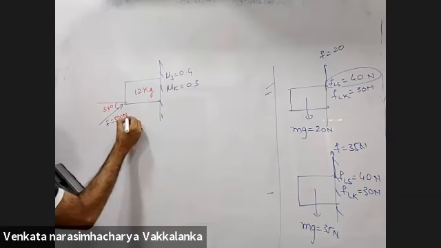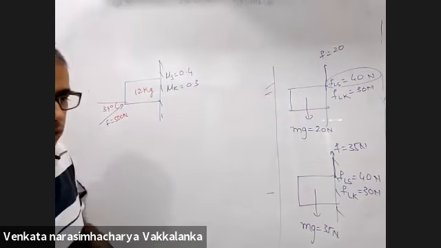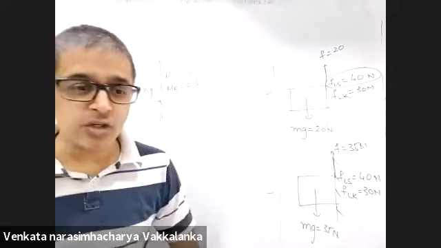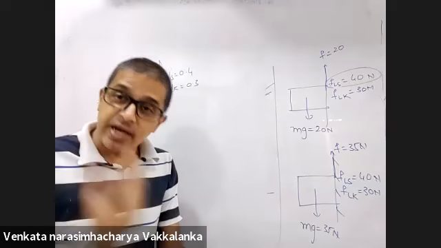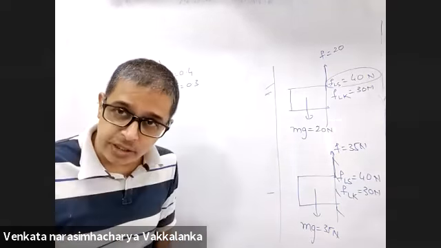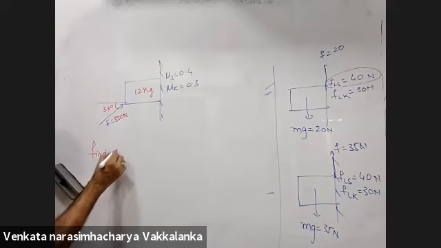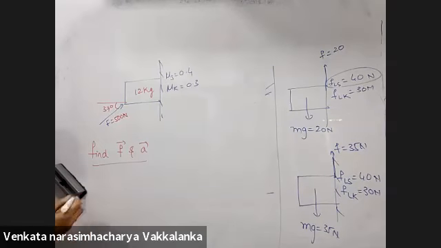The force that you are applying is not horizontal here. It's making an angle of 37 degrees with the horizontal. Mass is 12 kg. Think carefully and solve the problem. I need the direction of friction, magnitude of friction, and acceleration. Find friction and acceleration acting on the block.